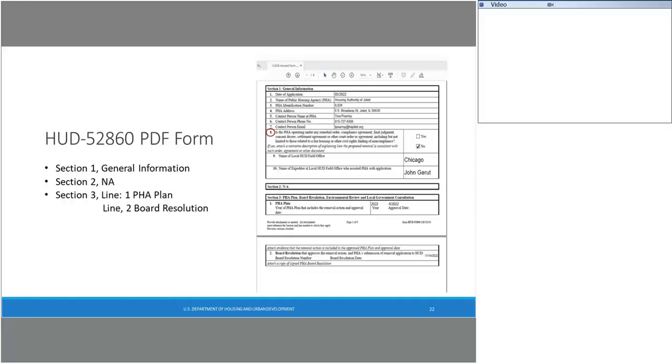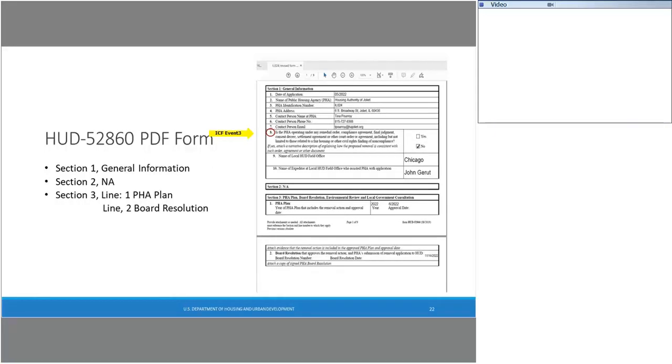Thank you, Antonella. Okay, so then here we are, the 52860 PDF form. You know that saying, they say it's the same, but it's not. Okay, well, it is the same, but there are some variations to it, and I will point out what they are. Section 1, general information. It is the same as the PIC. However, when you look at line 8, it isn't, because it adds: is the PHA operating under any remedial order, compliance agreement, final judgment, consent decree, settlement agreement, or court order or agreement including but not limited to those related to fair housing. So in this particular application, they're saying no.